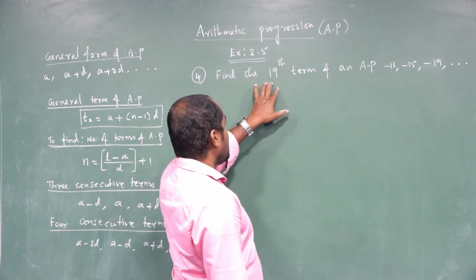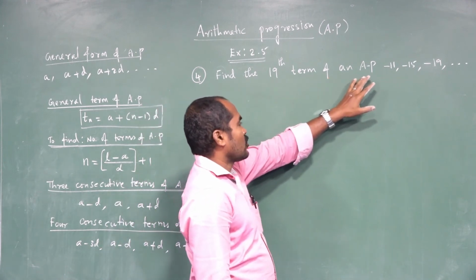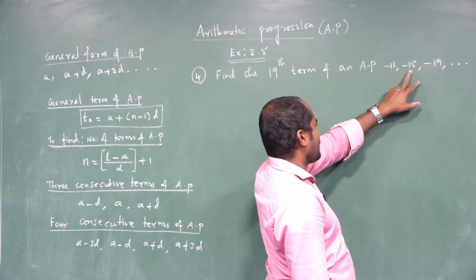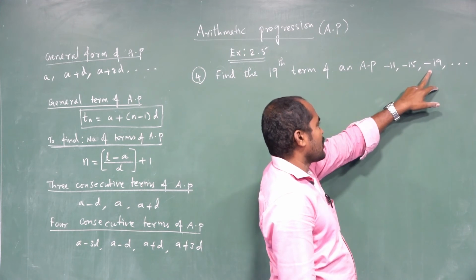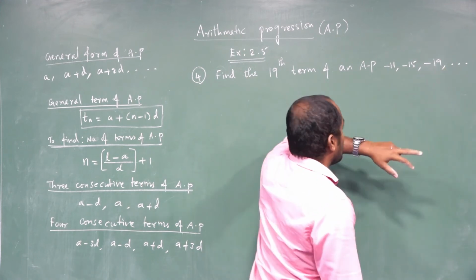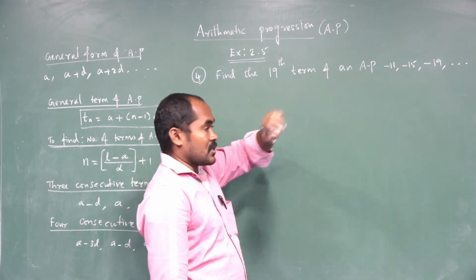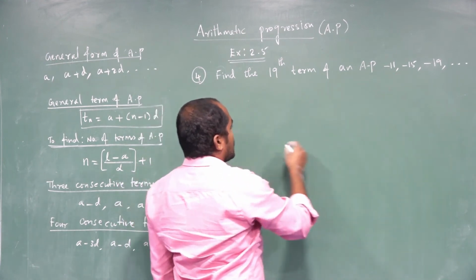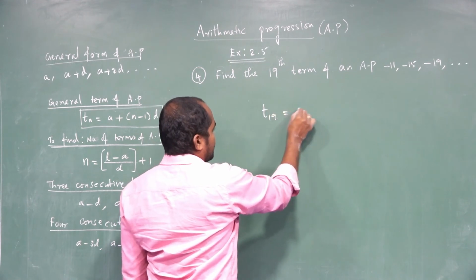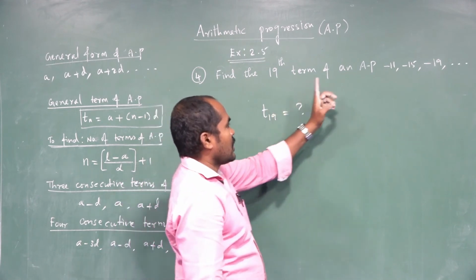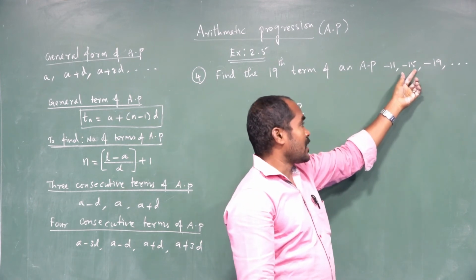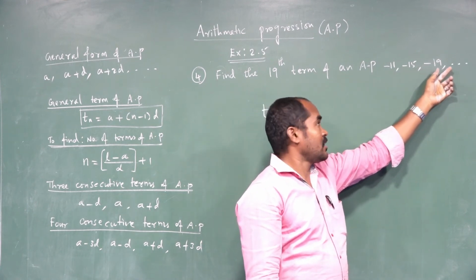So next, exercise 2.5, fourth sum. Find the 19th term of the arithmetic progression minus 11, minus 15, minus 19, and so on. So we want to find the 19th term, that is T19. What is the 19th term in this sequence? Minus 11, minus 15, minus 19, etc.